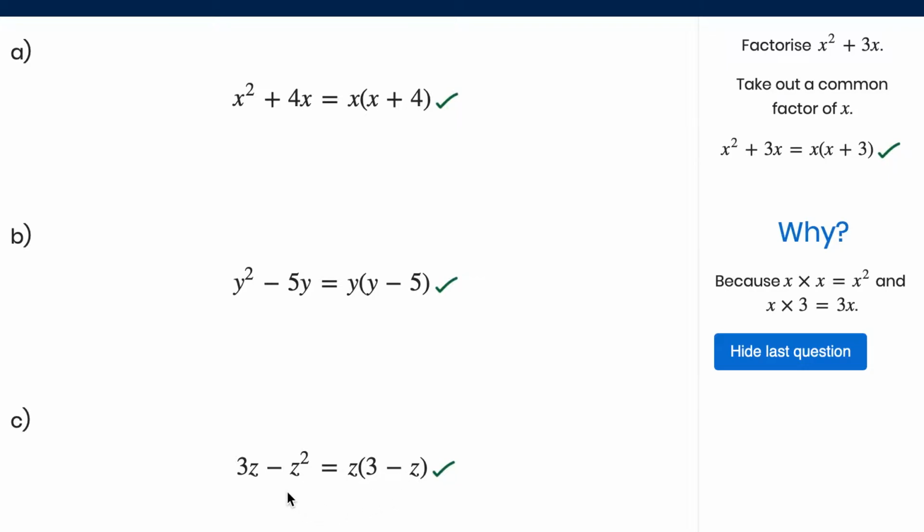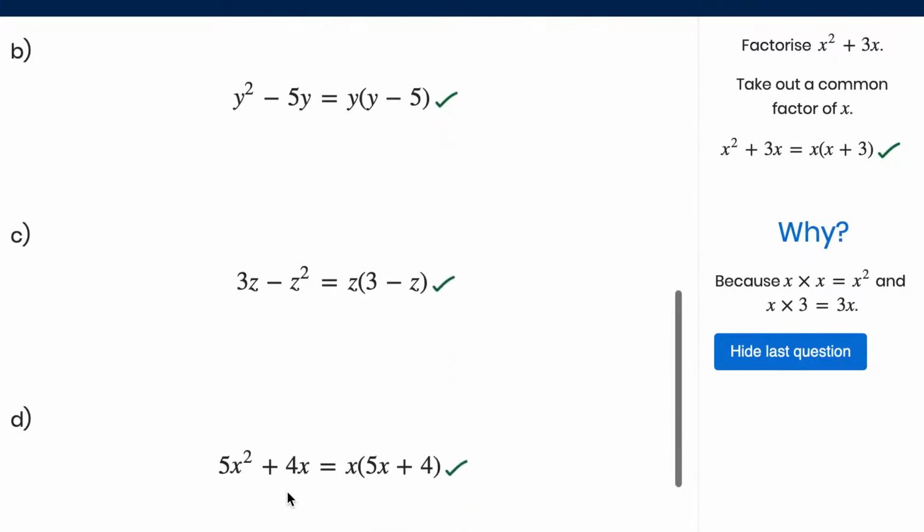Okay, finally for part D, even though both parts have numbers, the only thing we can take out is the x. This is because it's the only thing that goes into 5x squared and 4x. So our answer is x outside the brackets with 5x plus 4 inside.